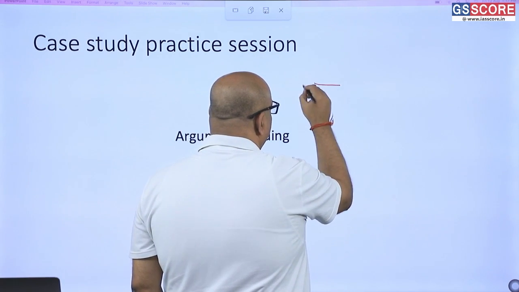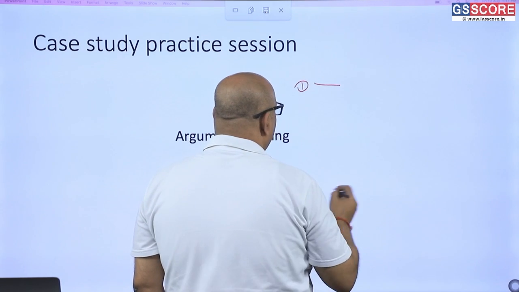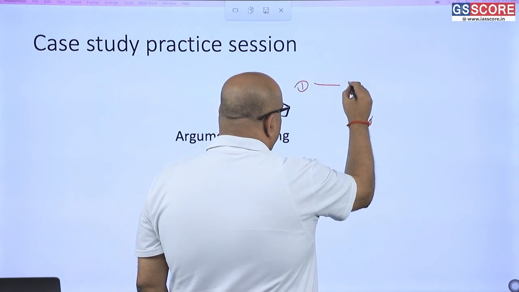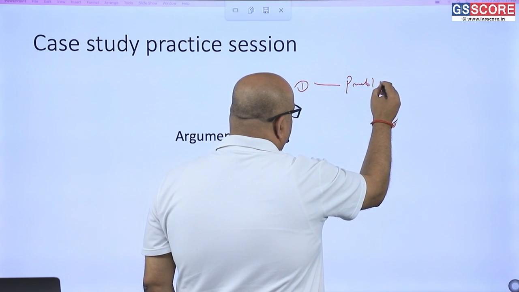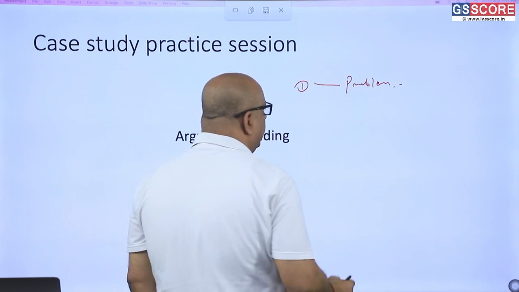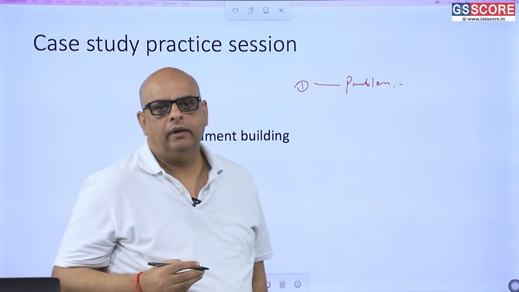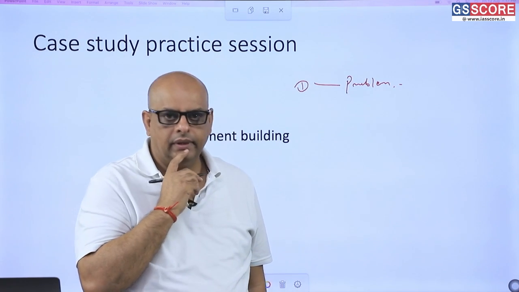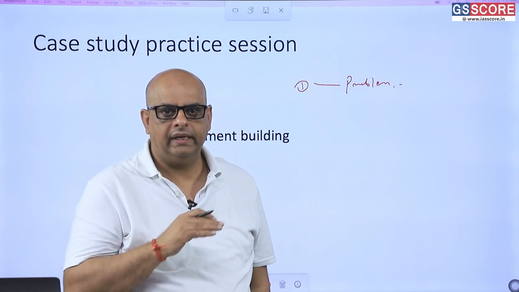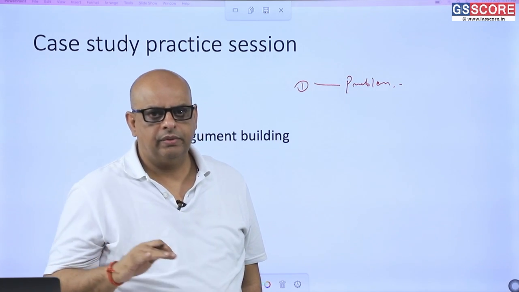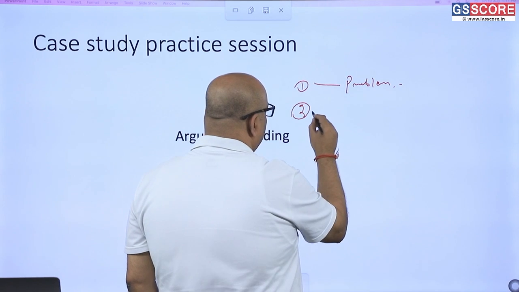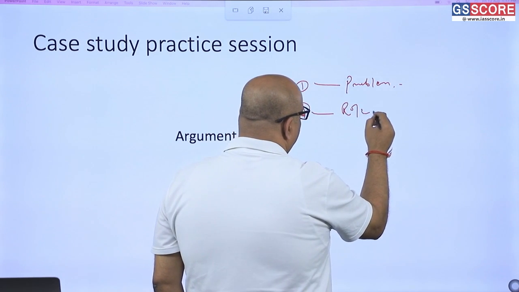Number one, identifying the problem, because many times what I see is students are not able to go deep into the problem, and they go for it very superficially. Number two, it's all about the role obligation.